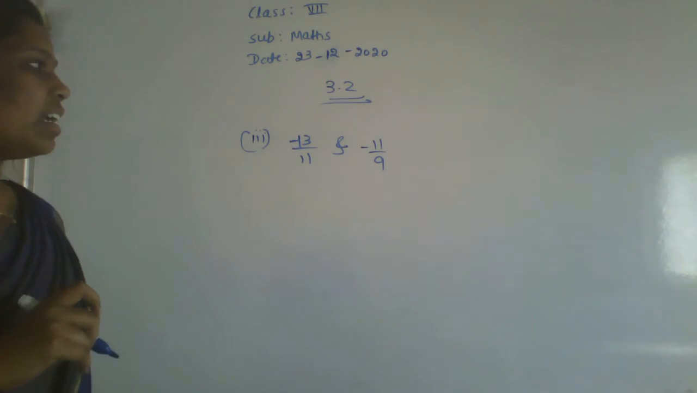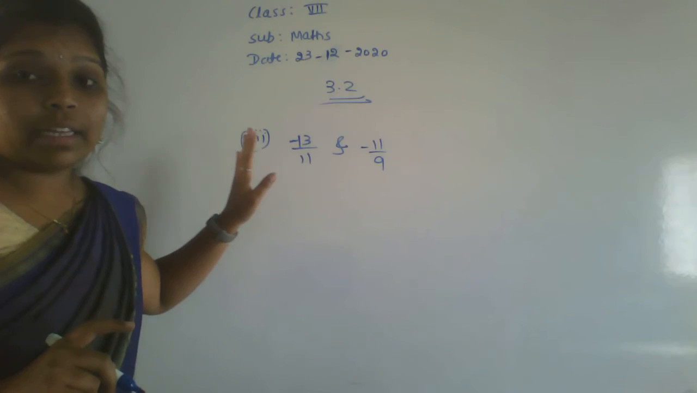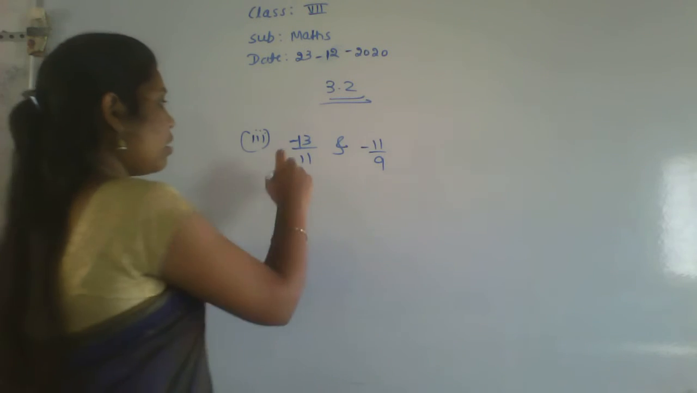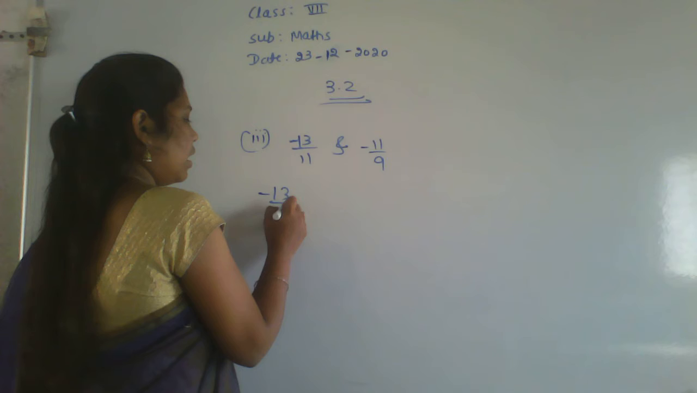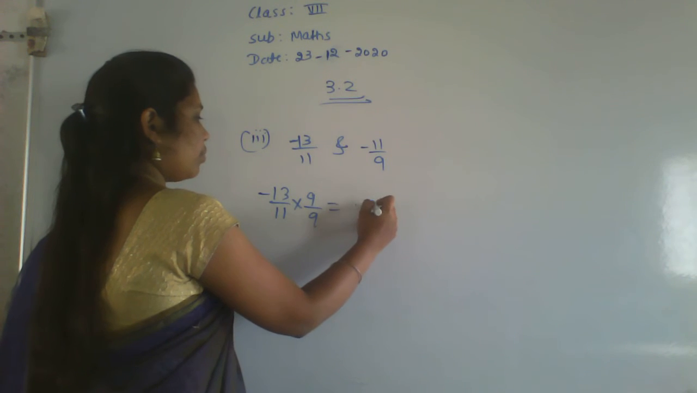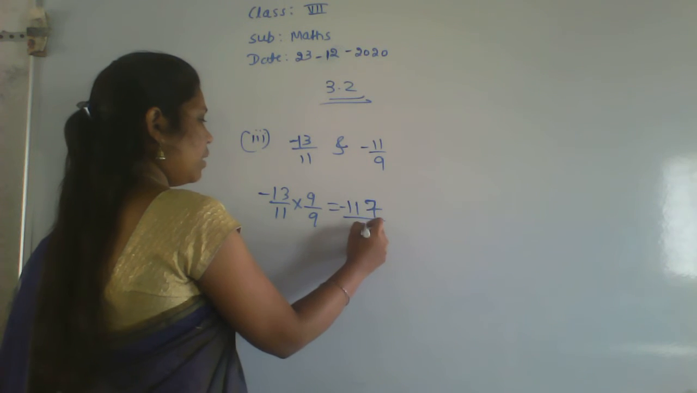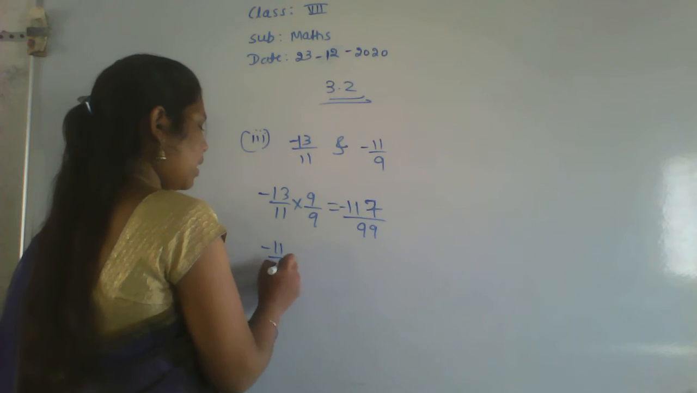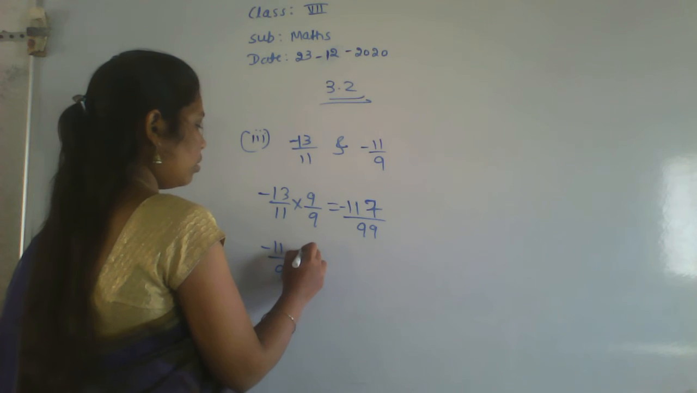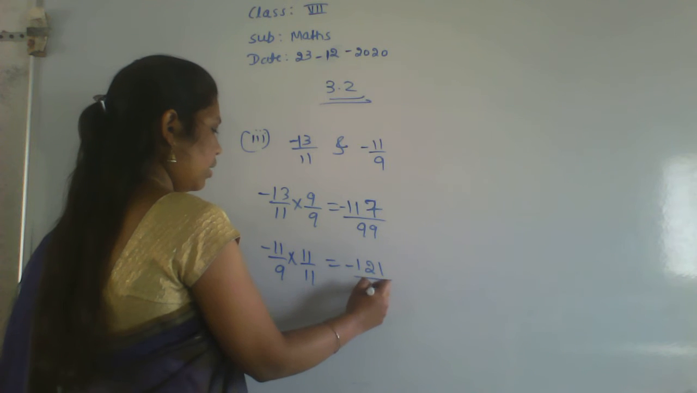Okay. So both are having a minus sign. Again we have to make the denominators equal. Then only we can compare here. So for that, 13 by 11 into 9 by 9 is equal to minus 117 divided by 99. And here minus 11 by 9 into 11 by 11, that is minus 121 divided by 99.